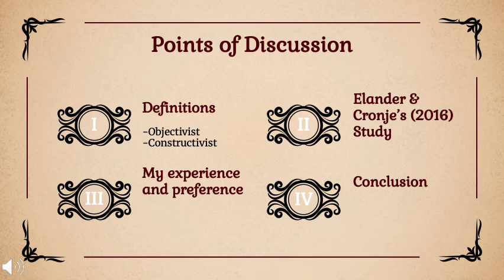So my points of discussion for this presentation will include first, the definitions of objectivists and constructivists. Then a quick discussion on Ellender and Cronje's 2016 study. Then I'll move on to my experience and preferences with regards to Ellender and Cronje's 2016 study. And then I'll wrap up with a brief conclusion.